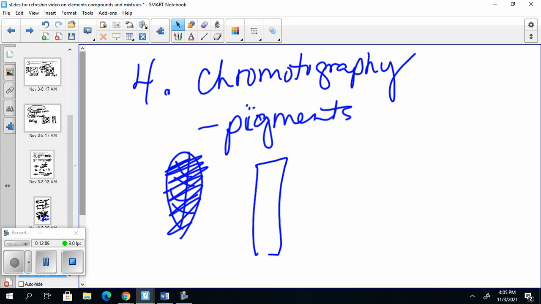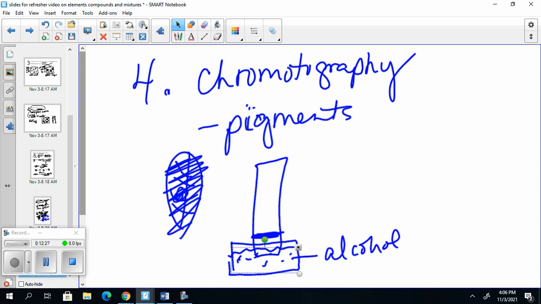And you take a piece of chromatography paper and you take the liquid from breaking up this leaf and you make a nice line here on your chromatography paper. And then you set your chromatography paper in a solution. And you make sure the solution is lower than the line. And this solution is usually some type of alcohol. And alcohol will attract to this paper and it will start moving up this piece of chromatography paper.